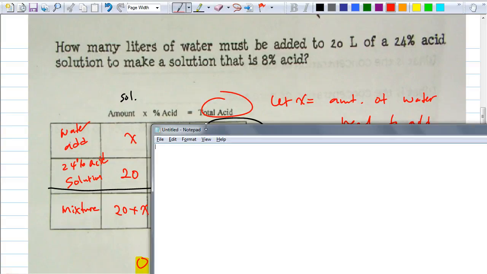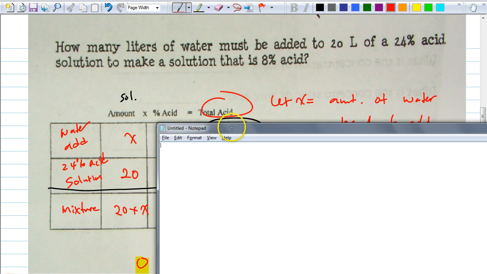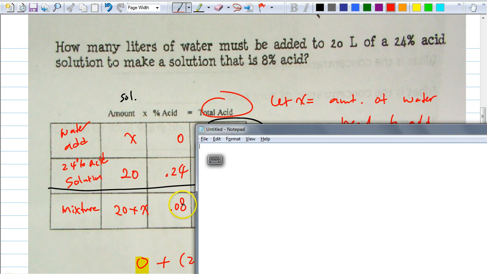Now, in water, as we said before, how much of the water is acid? 0%. How much of this 24% acid solution is acid? 24%. Do I write 24 or 0.24? What about the mixture? What do we want this mixture to be? 0.08. So this 0.08 has nothing to do with the percent acid we had before. It's got to be somewhere between 0 and 0.24. So we want it to be 0.08, which is 8%.